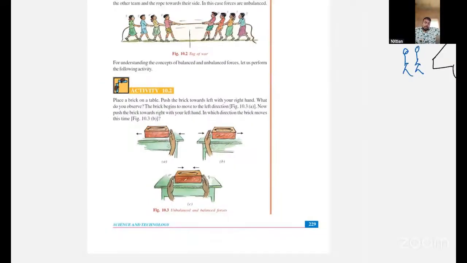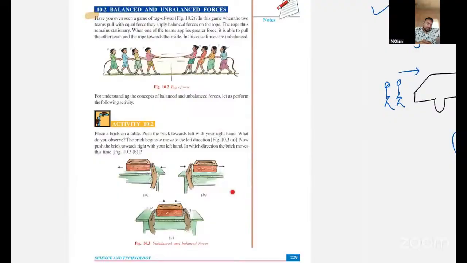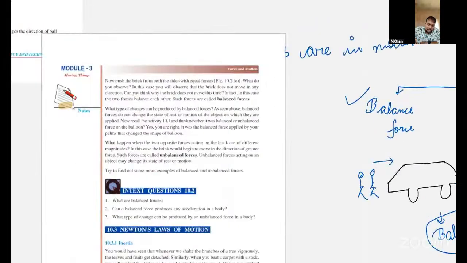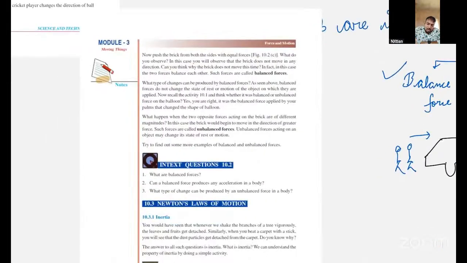Okay, so we read this. Now we'll read this. Joshua, can you read this? Now you push the brick from both sides with equal force, figure 10.2c. What do you observe? In this case, you will observe that the brick does not move in any direction. Can you think why the brick does not move this time?